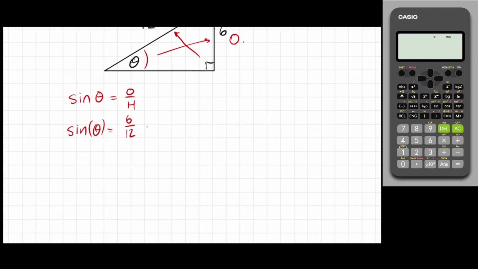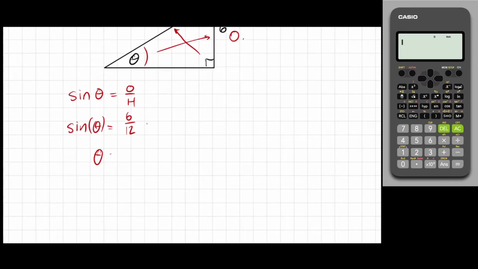The result of this will look like theta is equal to sine on the left-hand side, except we're going to put a -1 up there. This button appears on your calculator as well. And we're going to make sure we put it in brackets. So theta is equal to the inverse sine of 6 on 12. So let's calculate what this is going to be.